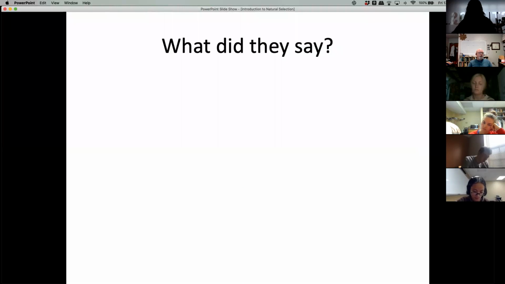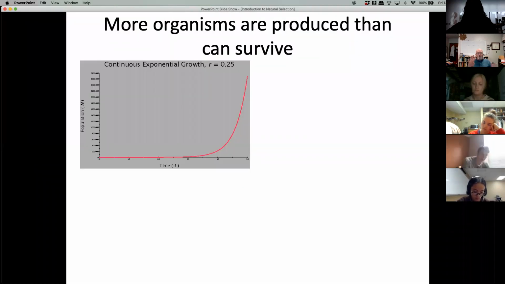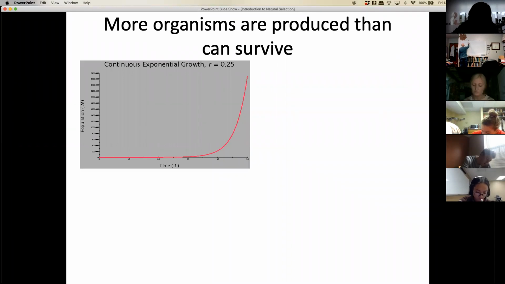So what did they say? Well, they basically had 4 preconditions set up. And these 4 preconditions are, for the most part, the first 5 chapters of The Origin of Species. They're not in the same order, but they're basically all there in the first 5 chapters. So I refer to these as the preconditions for evolution via natural selection.